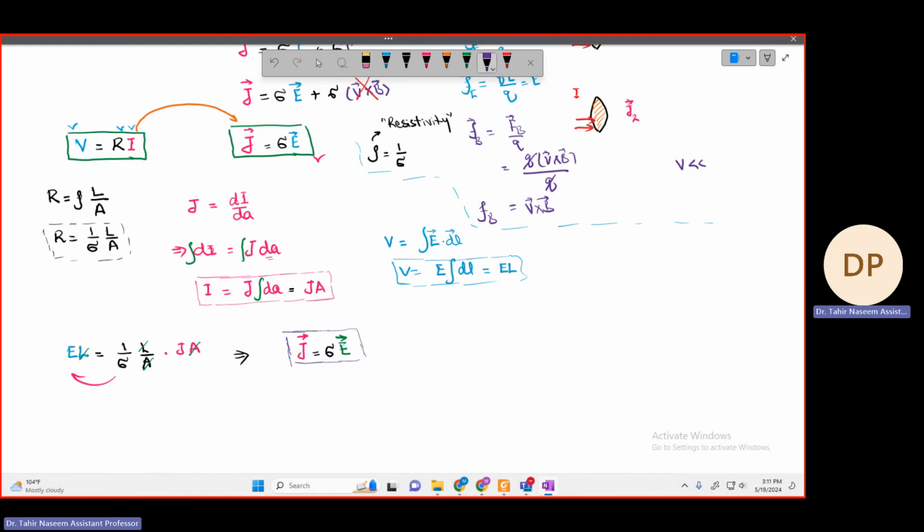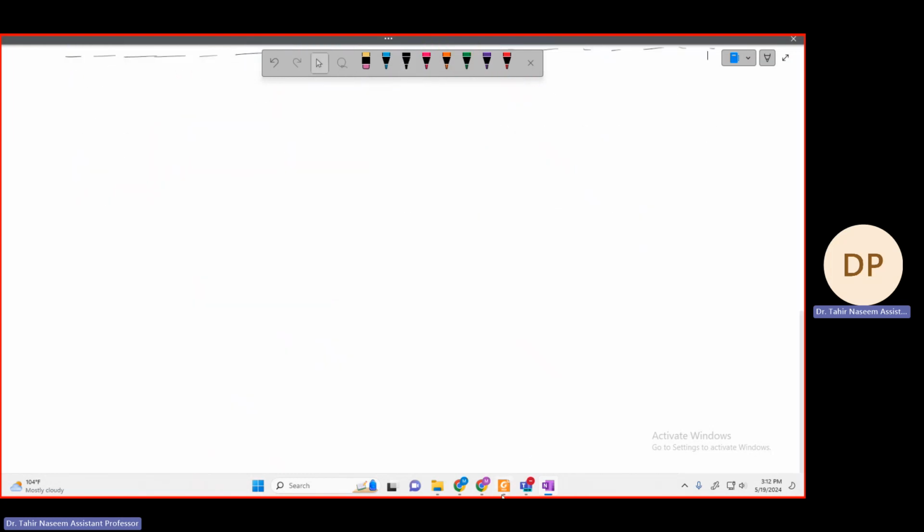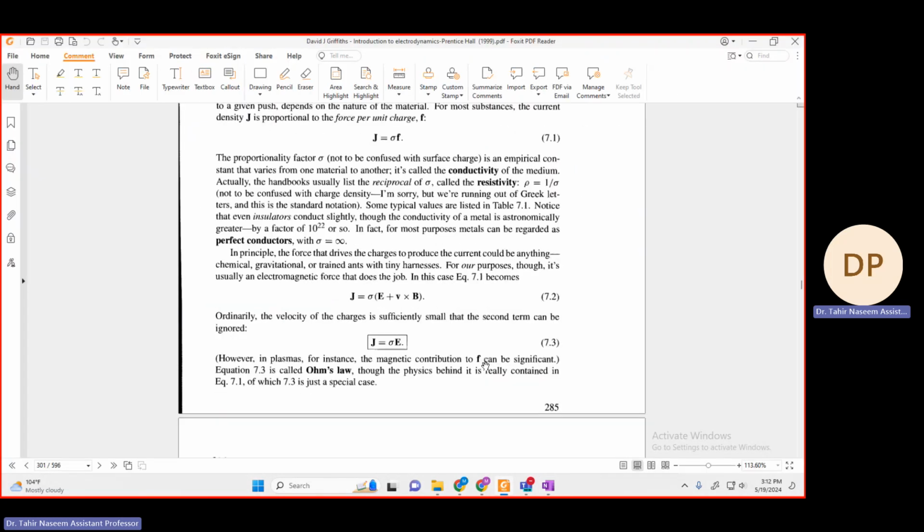So in questions, maybe we are going to use both of these forms, depending upon our convenience. So let's start solving a few questions of Ohm's law. Okay, so let's start with a simple question for a warm-up exercise.